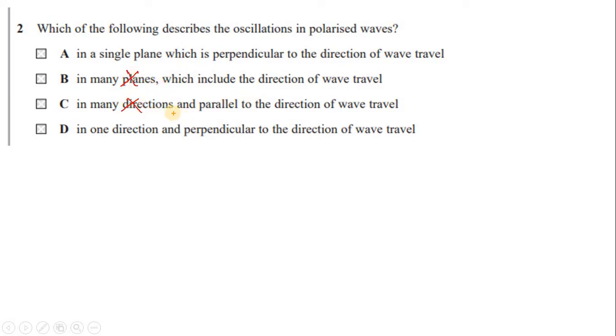Only confusion is we need to understand A and D. So if you see the D, it is oscillation in just one direction, in one plane, and perpendicular to the direction of travel. So the option is, of course, D.